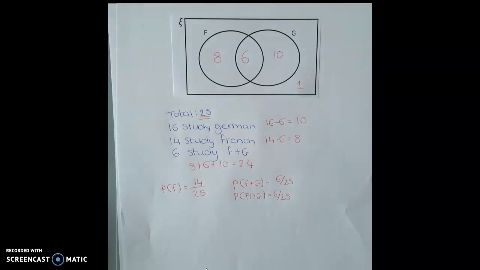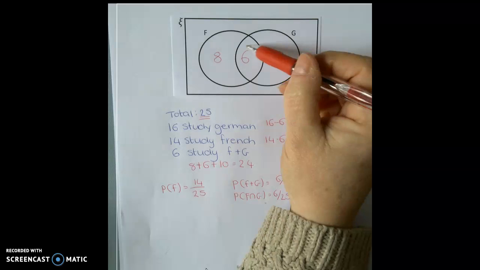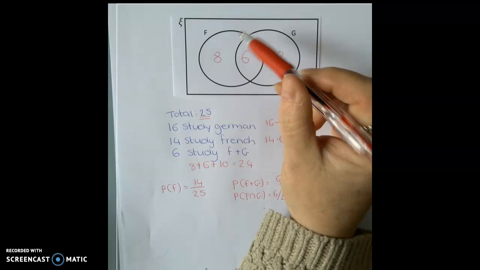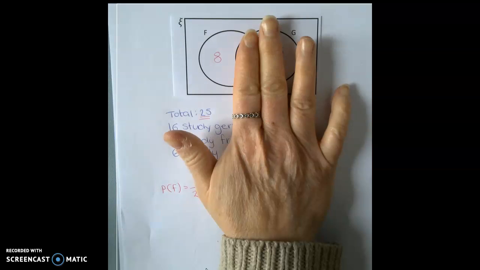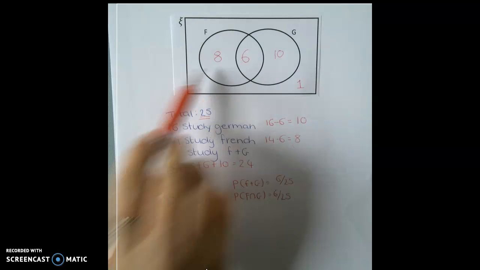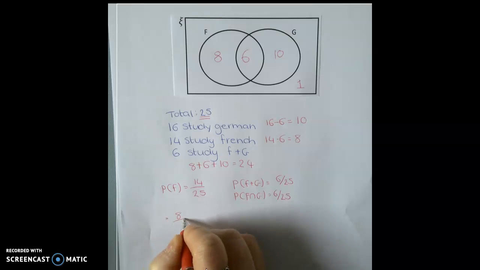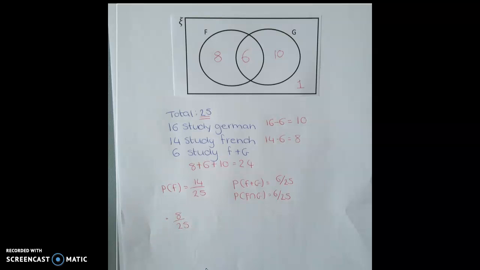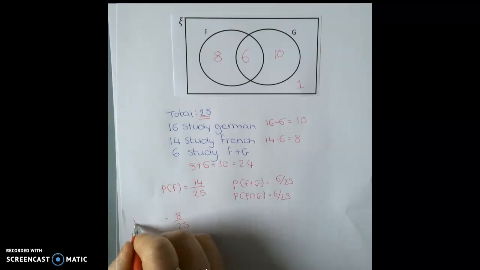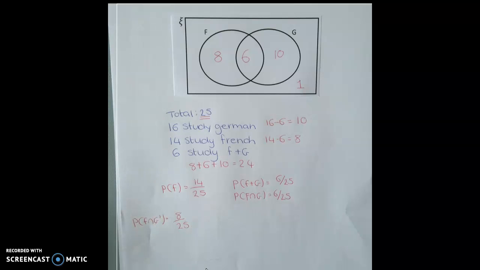So what about the number of students who study French but don't study German? To study French and study German, because it's in both sides. So we just want to know this section here, how many students only study French? So the number of students who only study French would be 8 out of 25. Okay, so the probability that they study French and not German. Remember that little apostrophe? So they study French and not German.